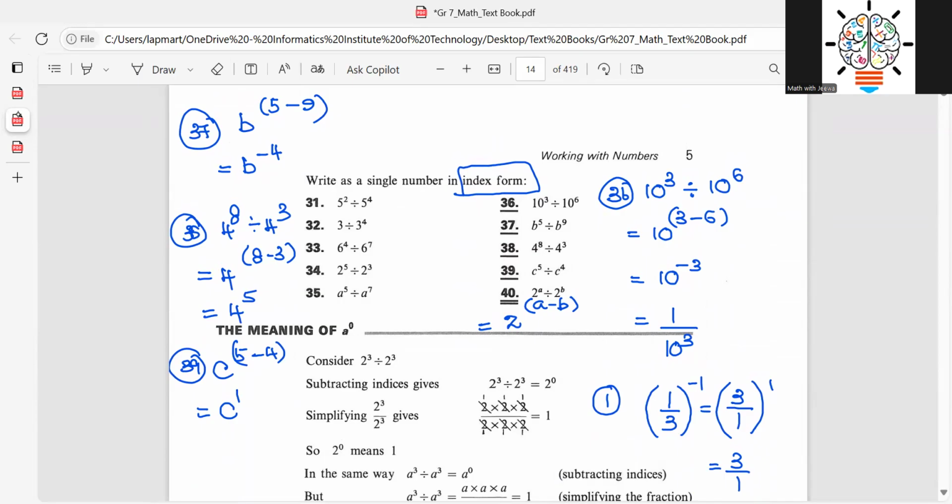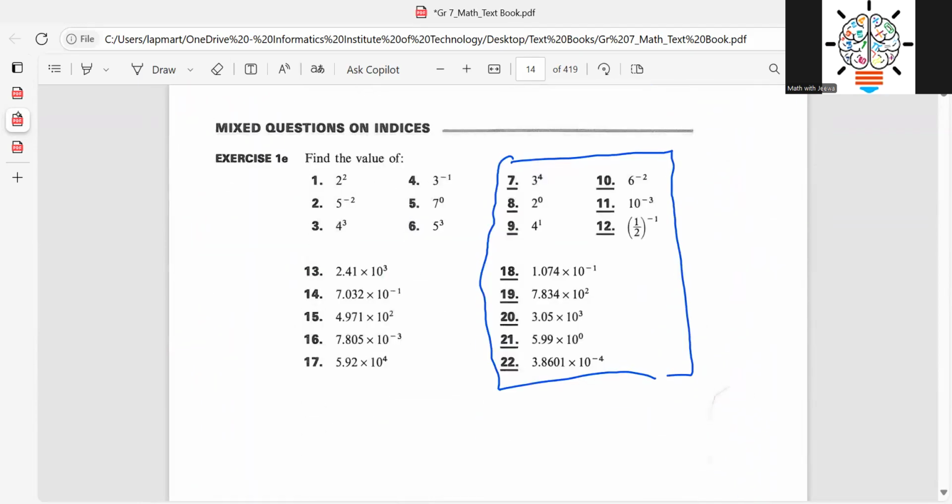Okay, children, so then as the homework, you want to complete exercise 1E, all these underlined sums. We'll meet again tomorrow.